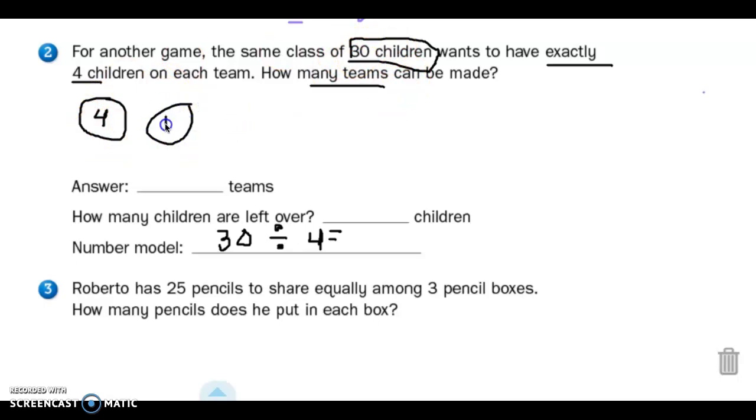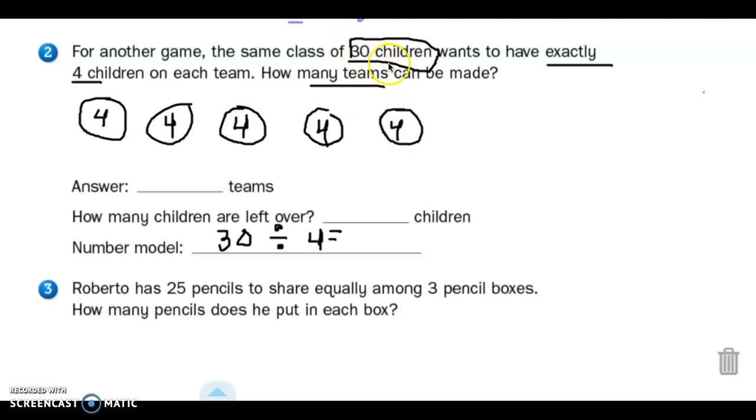So let's see, 4 plus 4 is 8. Still not to 30, let's keep adding. 8 plus 4 is 12. Not there yet. 12 plus 4 is 16. Oh, I hear a 6. I know 6 plus 4 brings me to the next 10. So 16 plus 4 should be 20.